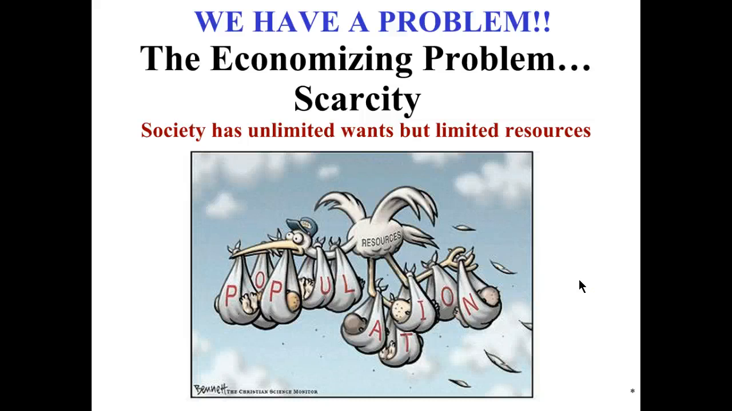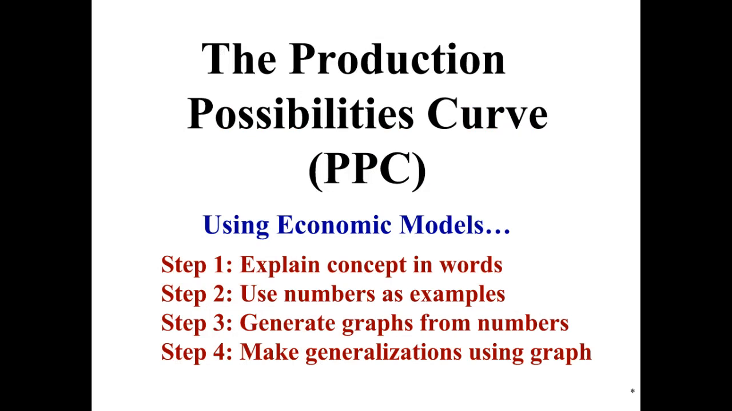Uh-oh, we have a problem. And our problem is called scarcity. And this is because all societies have unlimited wants with limited resources. So we're going to take a look at something called the production possibilities curve in this screencast.